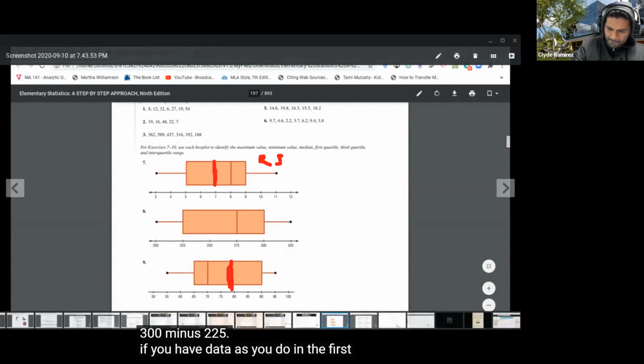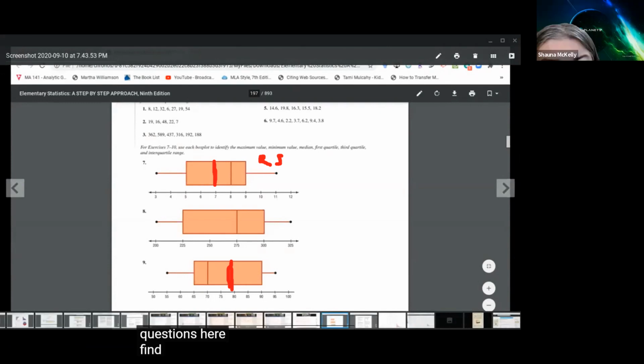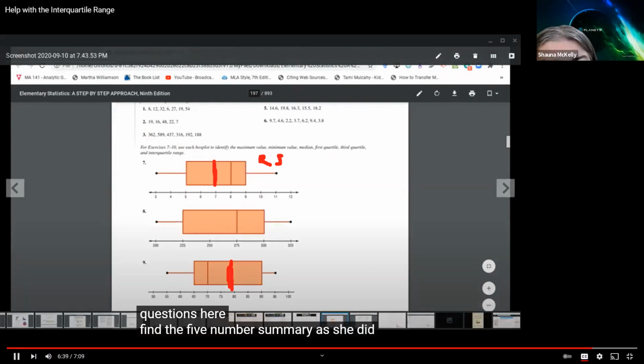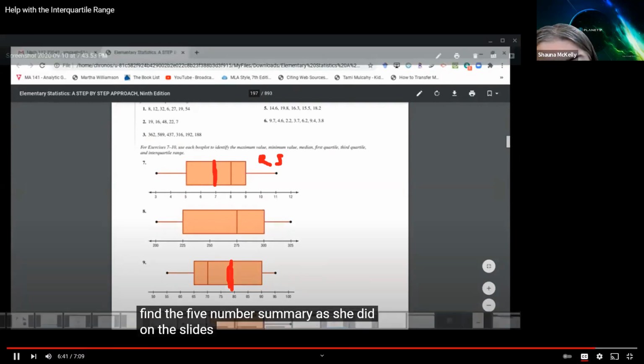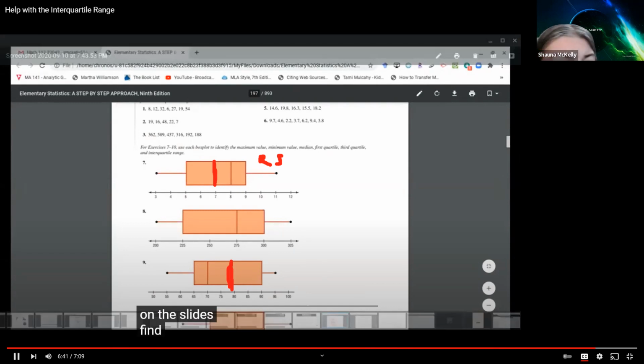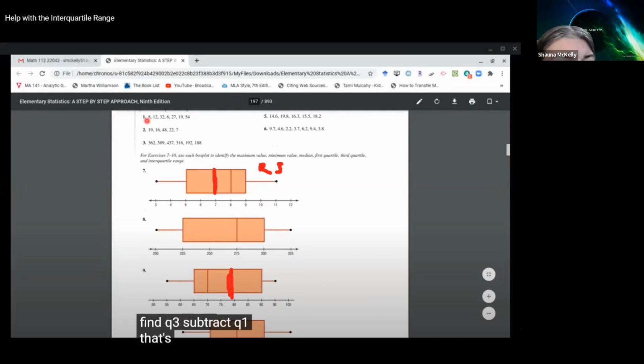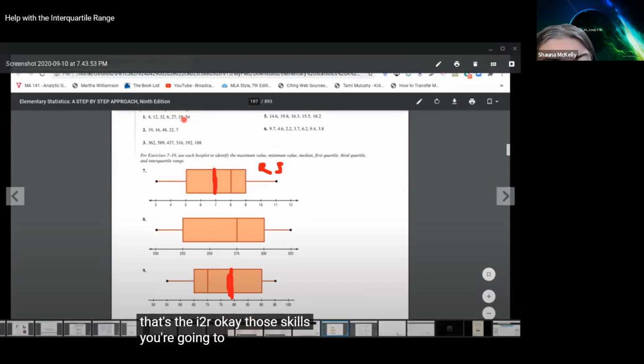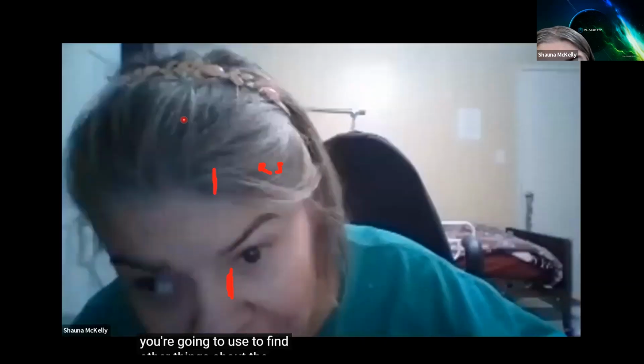If you have data, as you do in the first questions here, find the 5-number summary as I talked about on the slide. Find Q3, subtract Q1. That's the IQR. Okay. Those skills you're going to use to find other things about the box plot.